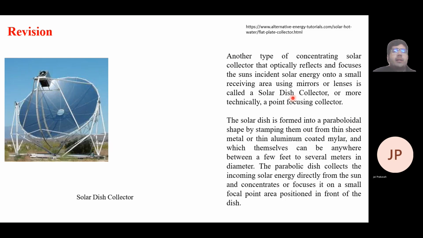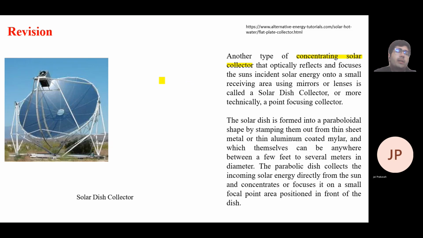Another type of concentrating solar collector that optically reflects and focuses the sun's incident solar energy onto a small receiving area using mirrors or lenses is called a solar dish collector, or more technically a point focusing collector. So the point to be highlighted here is another type of concentrating solar collector.